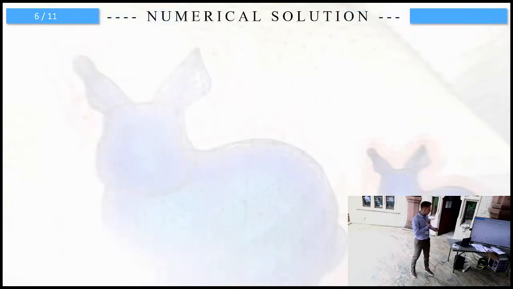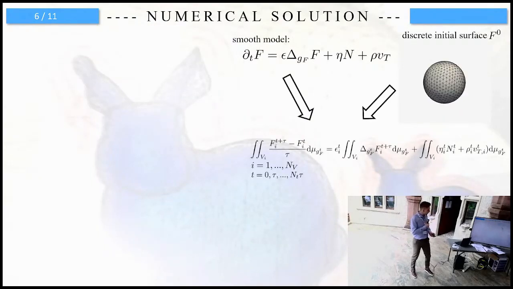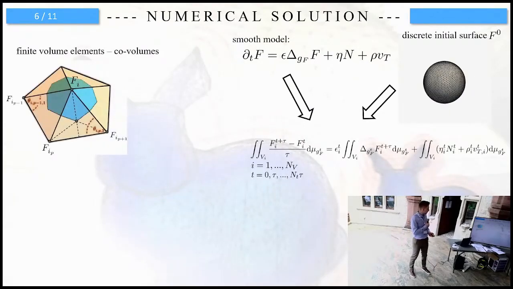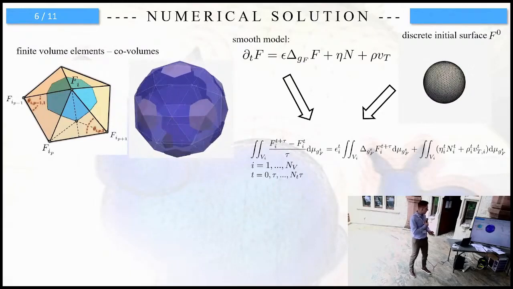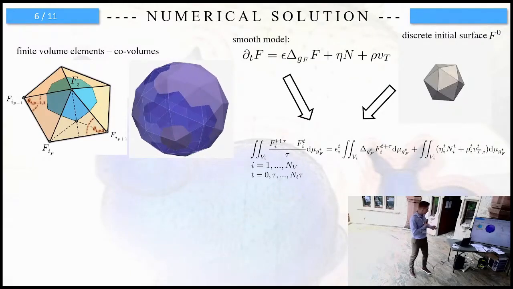Now, we have to do a numerical analysis of our problem, so we just transform our smooth model into the setup with our initial surface, which is a triangle mesh. So we combine it and integrate over these little volume elements, or two-dimensional volume elements actually, that surround each vertex and basically cover the entire mesh. They will be referred to as covolumes.